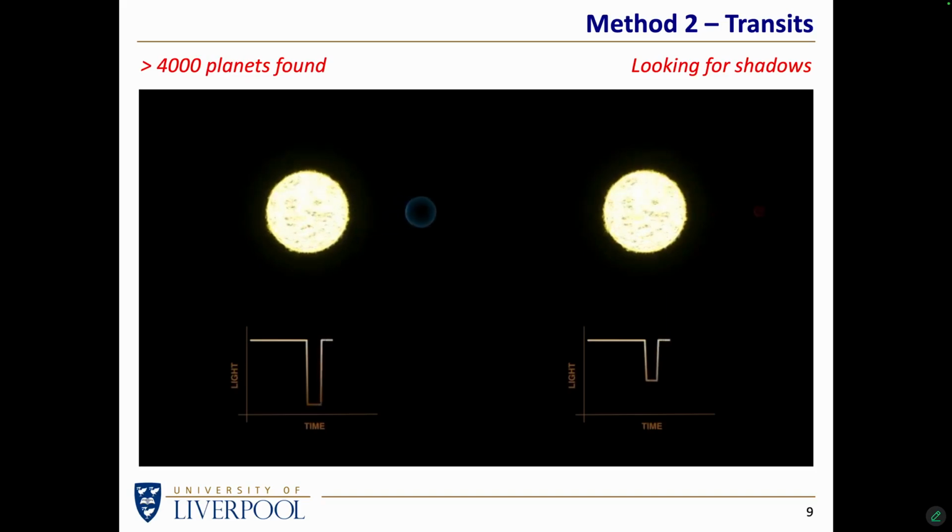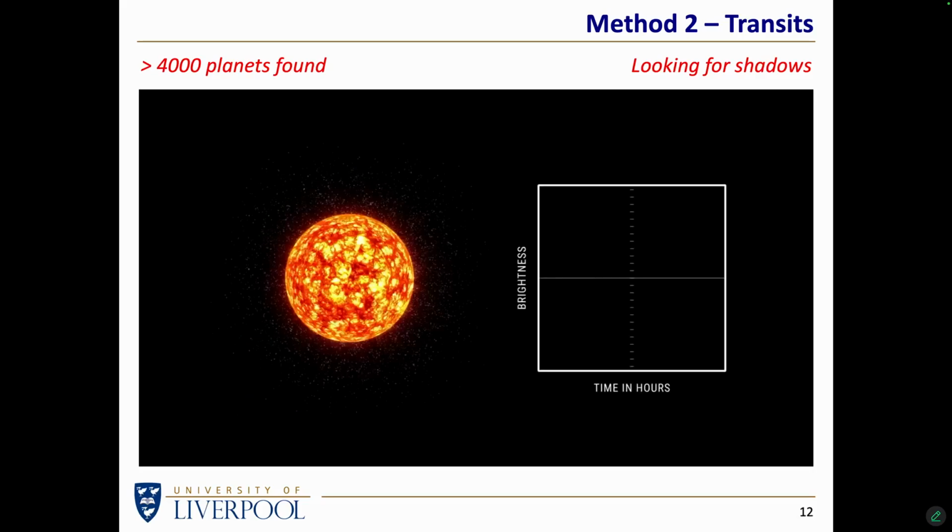How long that dip takes depends on how fast the planet is moving around the star. But the depth of the dip, is it 1%, is it 2%, is it 0.5%, that gives us an idea of how big the planet is. So the first method, the idea of wobble, depends on how massive the planet is. But this method depends on physically how large the planet is in terms of how much starlight it blocks.